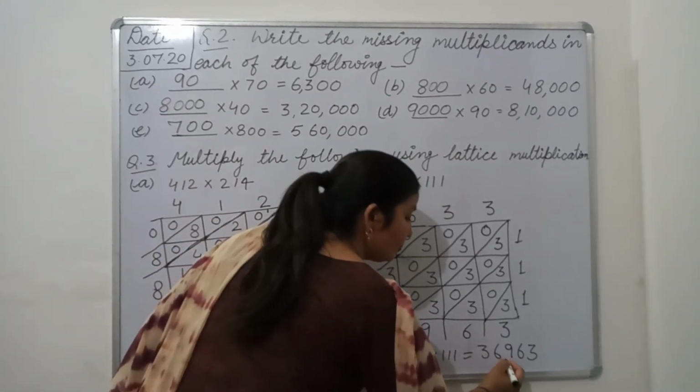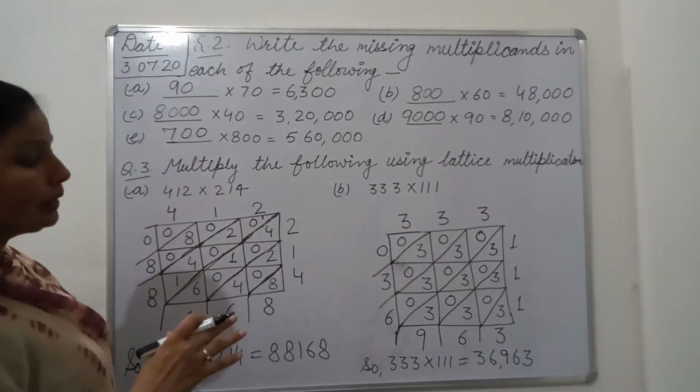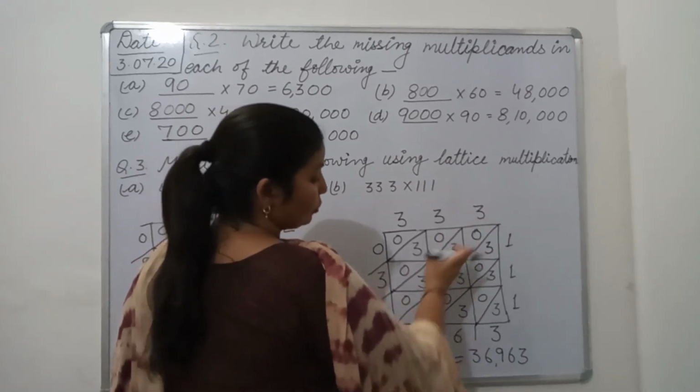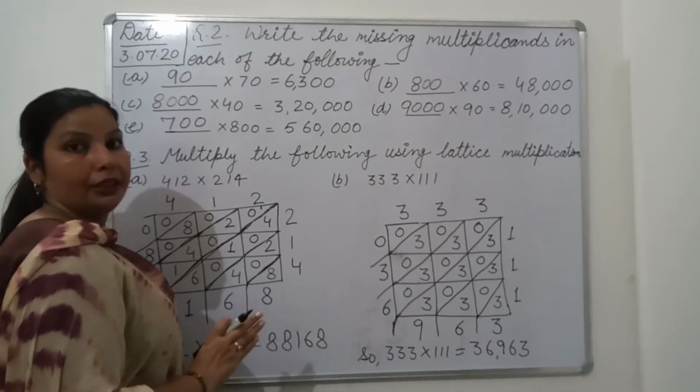Now I have done the A and B parts. You will do the C and D parts also the same way. Like this you have to make a square and properly match the diagonals and then you will solve the question. Okay. Thank you.